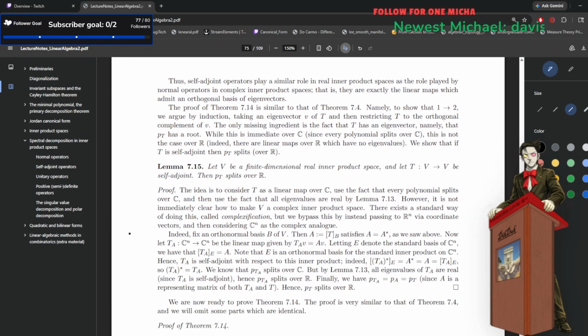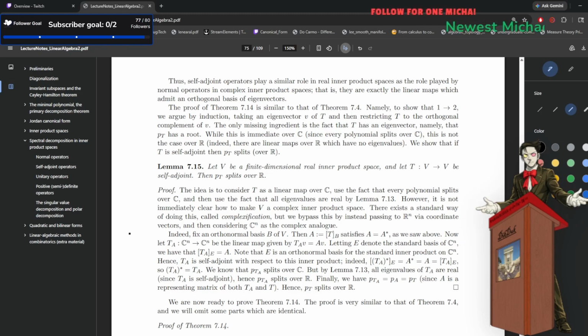And that's why we go over again, saying, thus, self-adjoint operators play a similar role in real inner product spaces as the role played by normal operators in complex inner product spaces. That is, they are exactly the linear maps which admit an orthogonal basis of eigenvectors. Now, the proof of theorem 7.14 is similar to that of theorem 7.4, namely to show 1 to 2.